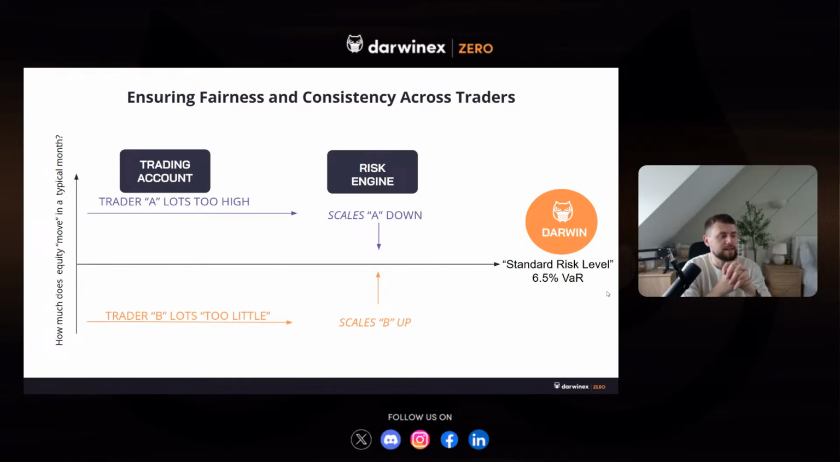To go back to the example of having two traders, one who trades a 10 lot, one who trades a 1 lot, but take the same positions. Trader A is trading with too high of a lot. Trader B is trading with too small position sizing. So what the risk engine will do in general is scale trader A down and scale trader B up so that they meet in the middle at the standard risk level of 6.5% value at risk. When they meet in the middle, both traders are operating with the same risk, and it really is at that point just a race of who can make a better return instead of who can risk more to make a better return.